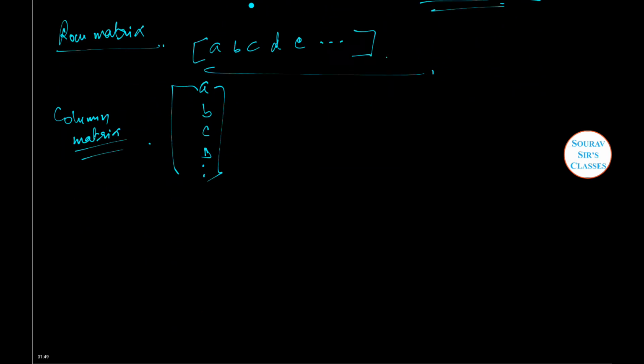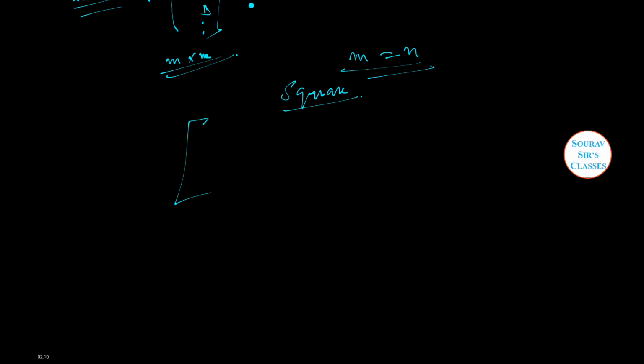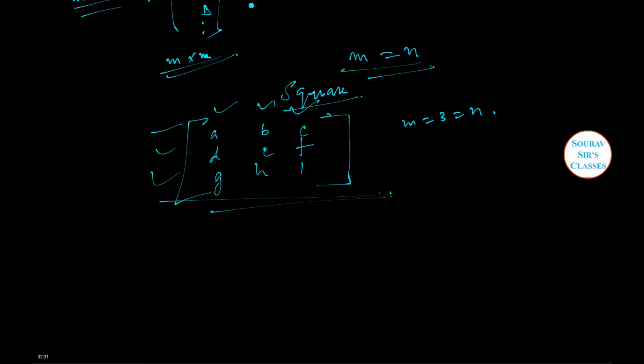Now we move on to a square matrix. In the above mentioned matrix, the order was m cross n. Now, if m is equal to n, then the matrix is said to be a square matrix. For example, if I give a 3 cross 3 square matrix, m is equal to 3 is equal to n, which means 3 rows and 3 columns, I'll write A, B, C, D, E, F, G, H, I. 3 rows and 3 columns. This is a square matrix.